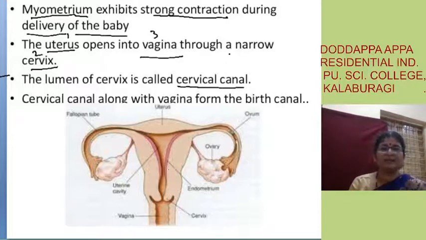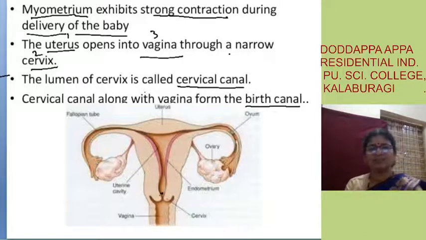The cervical canal along with the vagina, it will form the birth canal. This you have to remember. What does this birth canal include? It includes cervical canal plus vagina. Let me go to the next slide.